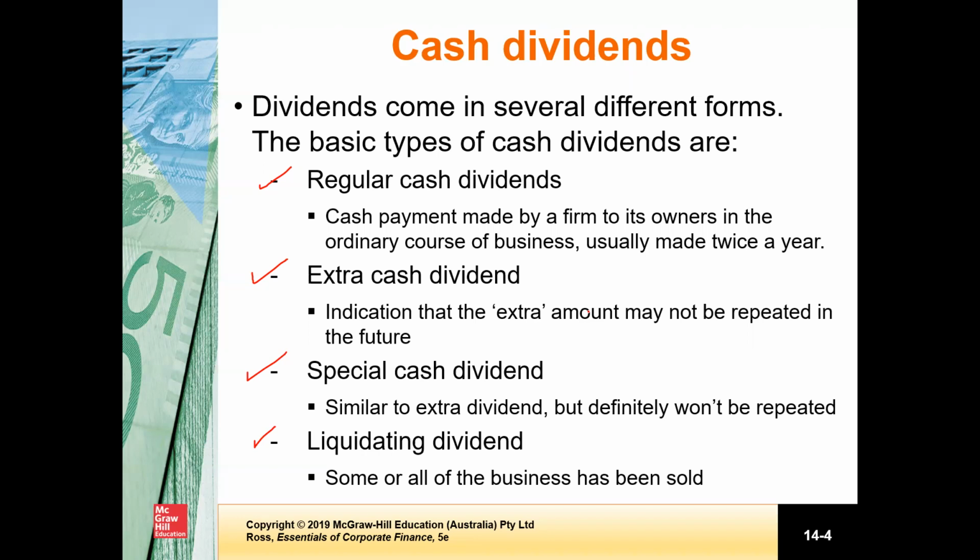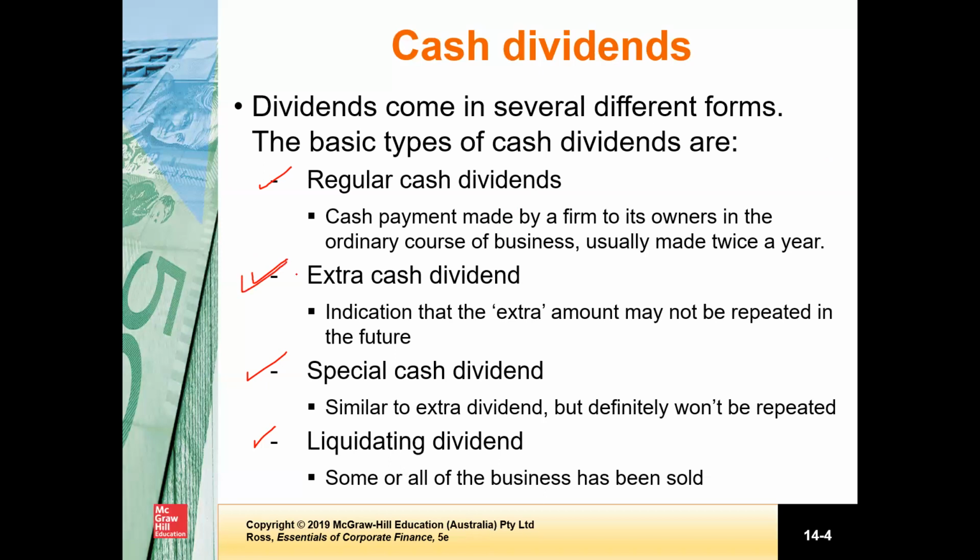As the name suggests, these dividends are cash payments made directly to shareholders, and they are made in the ordinary course of business. In other words, management sees nothing unusual about the dividend and no reason why it will not be continued. Now, what about extra cash dividends?